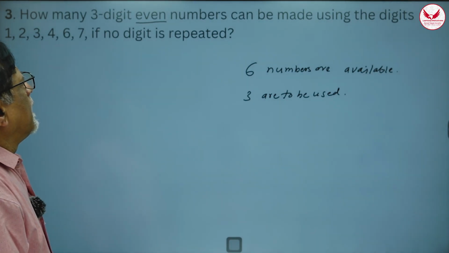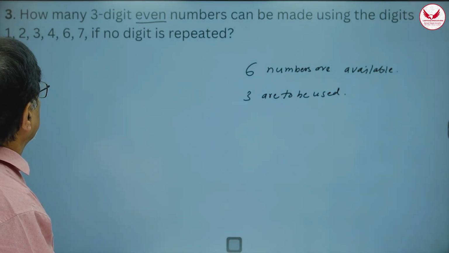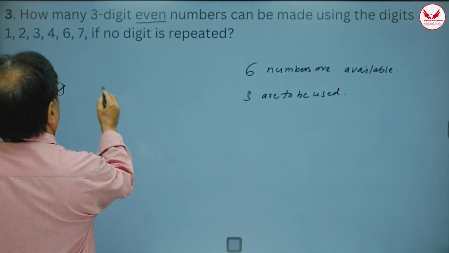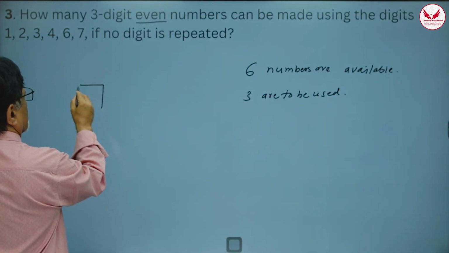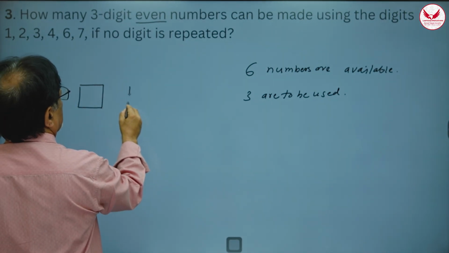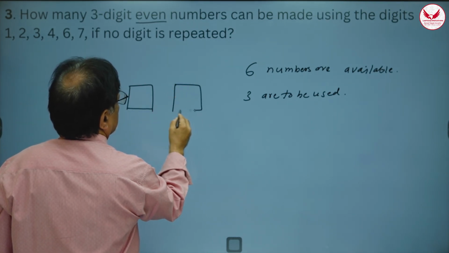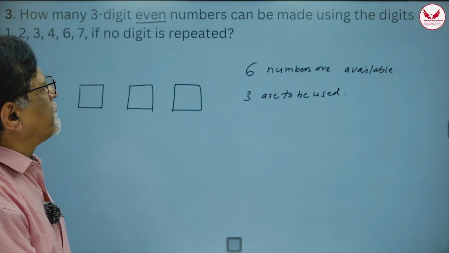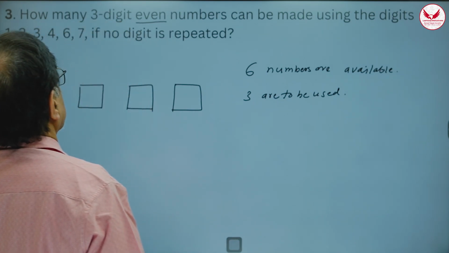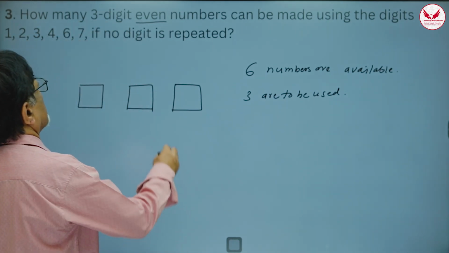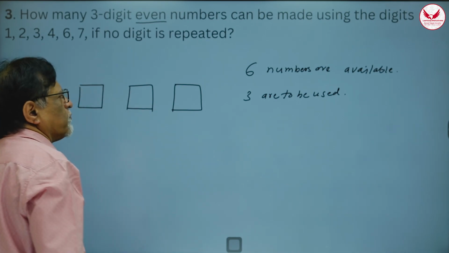Correct? Now, 3 are to be used means what? I have to fill up how many places? I have to fill up 3 places. Place number 1, place number 2, place number 3. These are the 3 jobs for us. These 3 jobs are to be done in a particular way. What is that particular way? The condition is that the number has to be even.